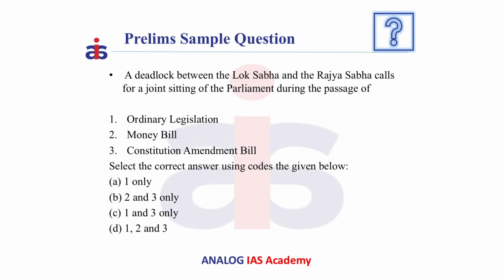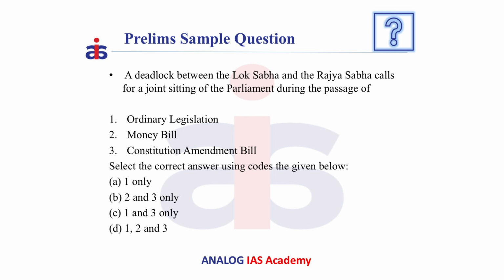Now let us see a question based on this. A deadlock between the Lok Sabha and Rajya Sabha calls for a joint sitting of Parliament during the passage of 1. Ordinary legislation, 2. Money Bill, 3. Constitution Amendment Bill. Select the correct answer.